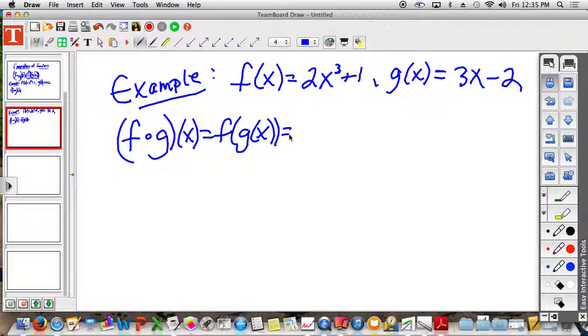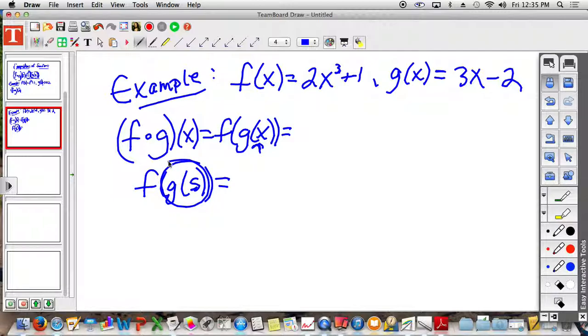Now I have to give you an x value. Let's calculate f of g of 5. Here I just said x, and that's what we're trying to do, f of g of x, but now I'm telling you that the x value I want you to use is 5. So your job is to calculate g of 5 first.